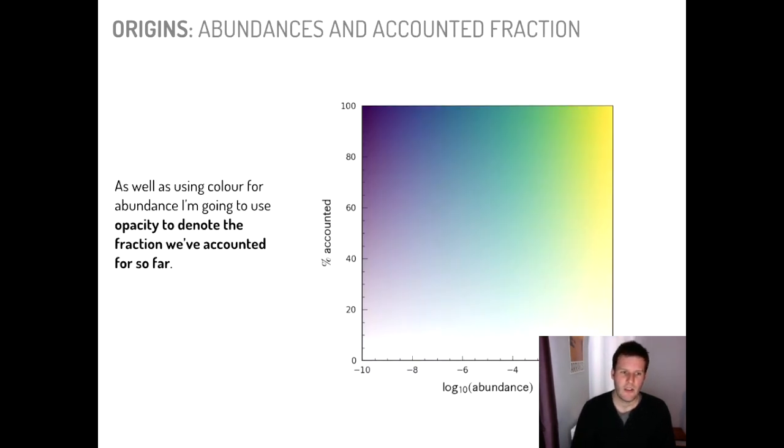Now, in addition to using colour for abundance, I'm going to use the opacity to denote the fraction that we've accounted for so far. So I'm going to talk about a whole range of different mechanisms, and some mechanisms might only account for, say, 50% of a particular element, in which case we're going to denote that element on the periodic table by this kind of intermediate faded colour.